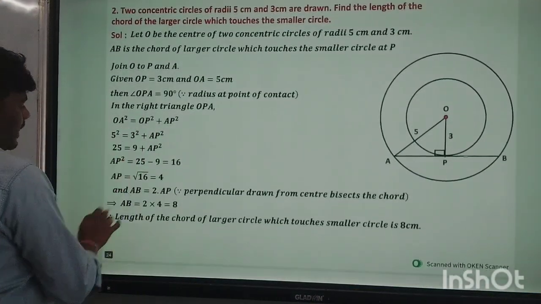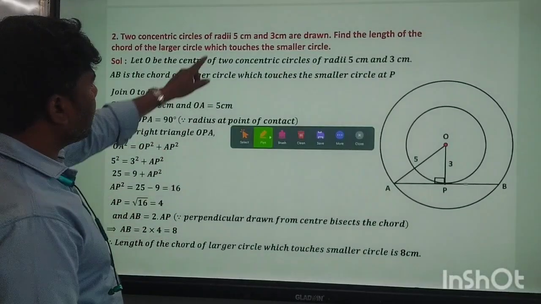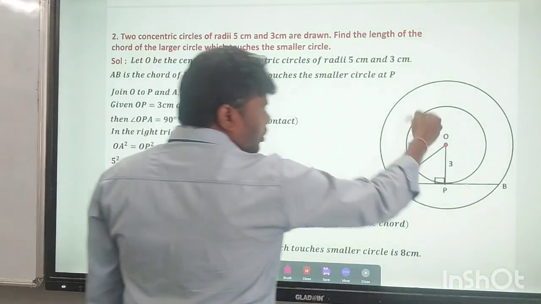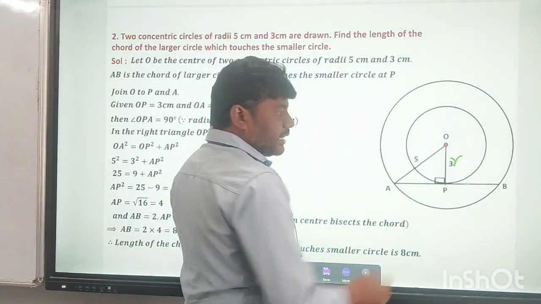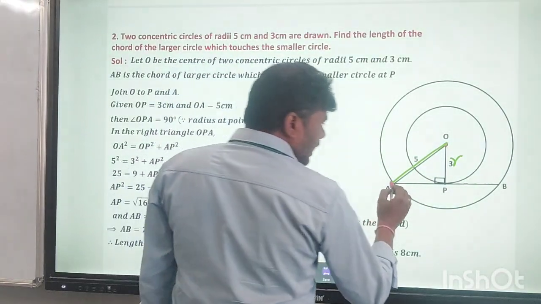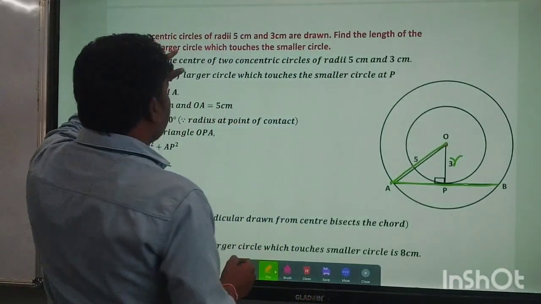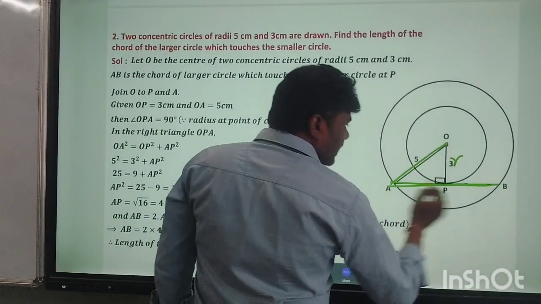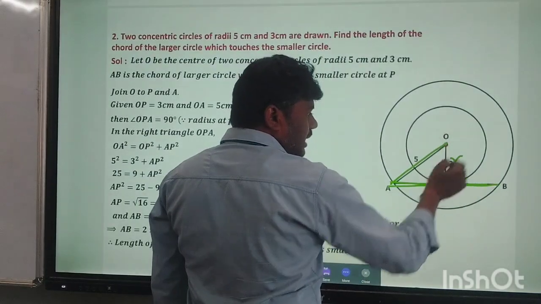Next one, very important question. Yesterday this question came. Two concentric circles of radius 5 centimeters and 3 centimeters. Say here two circles drawn. See, this radius is 3 centimeters, this radius 3 centimeters. Larger radius equal to 5 centimeters. So here draw one chord. Find the length of the chord of the larger circle. This is the chord of the larger circle, and for the smaller circle, this is the tangent.